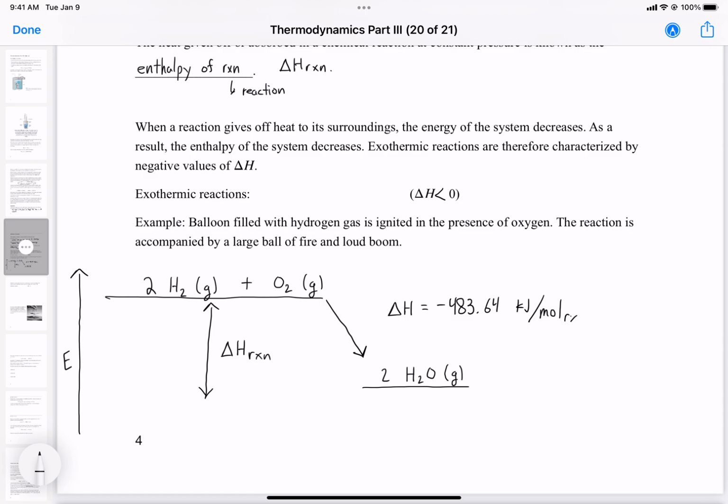And we're going to say mole of reaction means, if I had a mole of reaction, that means 2 moles of hydrogen reacts with 1 mole of oxygen to give 2 moles of water. So that's what mole of reaction means. You're just taking the coefficients for the chemical reaction and saying, if I did this reaction once, what are the mole ratios for the reactants and products? Okay, so that's an exothermic reaction.